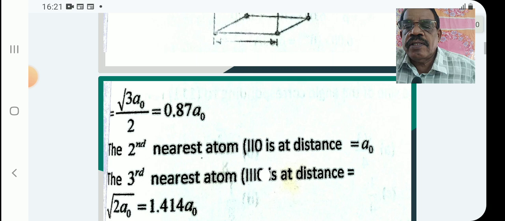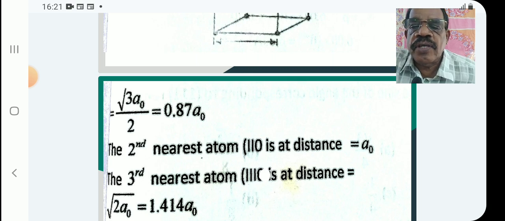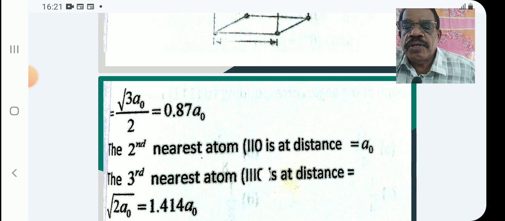The second nearest atom, 110, is at a distance a0. The third nearest atom, 111, is at a distance root 2.